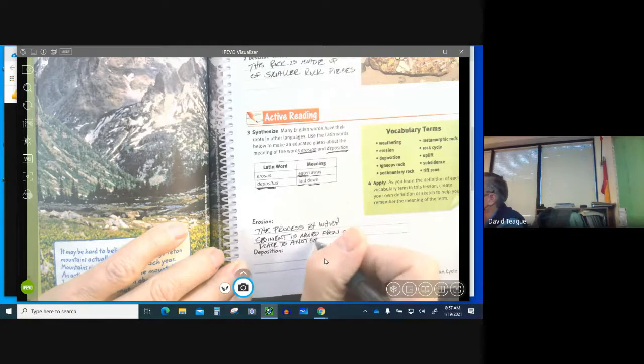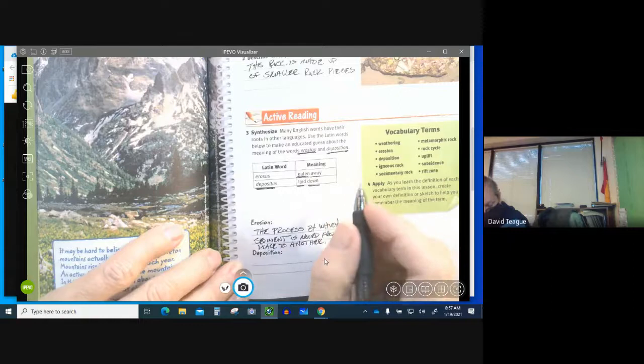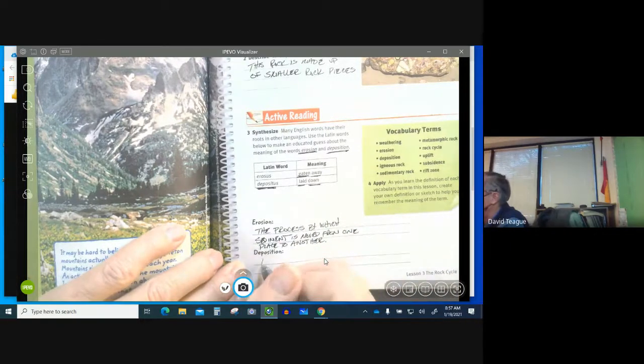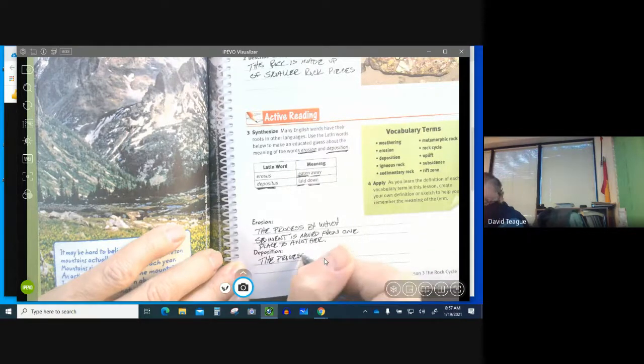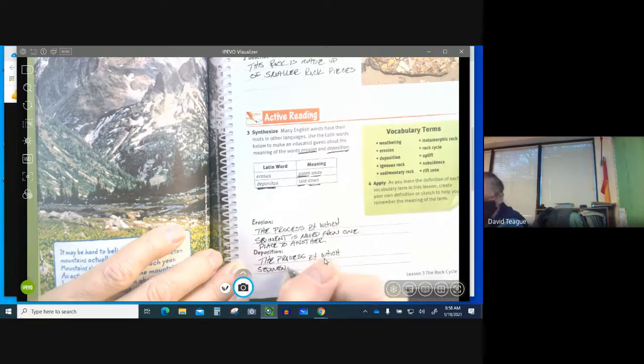Deposition is the process by which sediment comes to rest, or is deposited. Deposition is like deposit. Comes to rest.